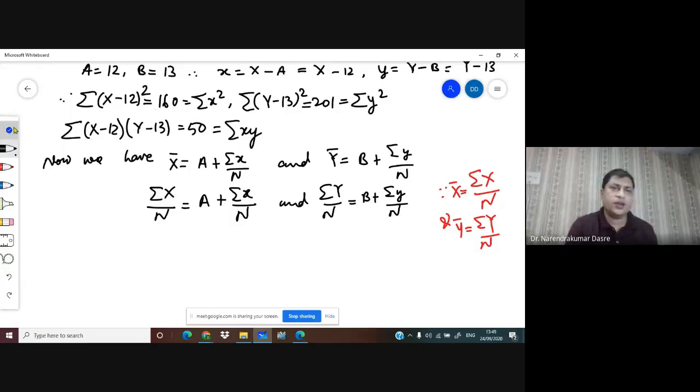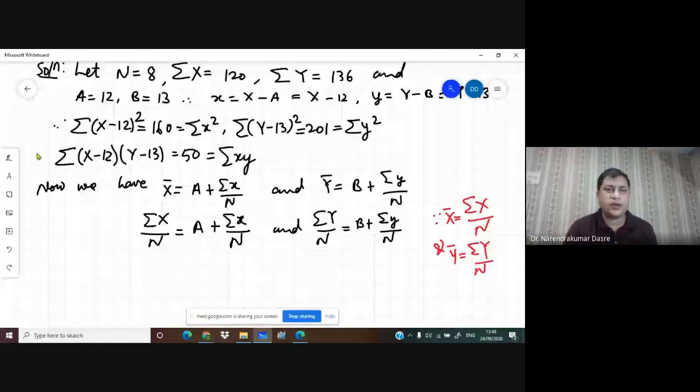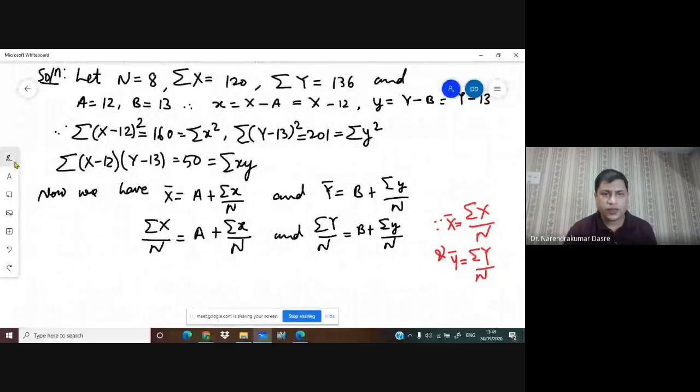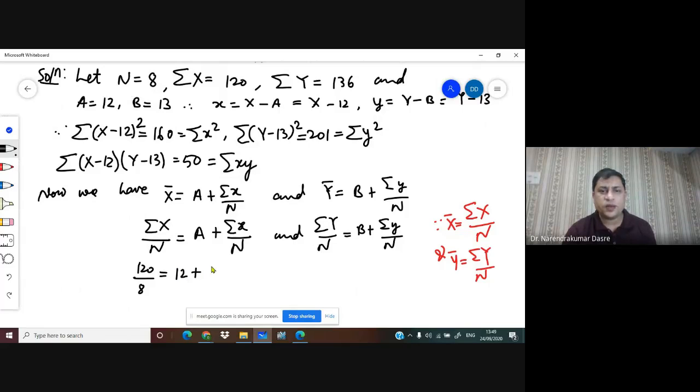Now put up the values. See, this is 120. So we get 120 by 8 is equal to A, and we know the value of A is going to be 12, plus summation x upon n, and here n is 8. And we have summation y, so this is 136 by n, and n is given as 8. So this is 13 plus summation y upon 8.